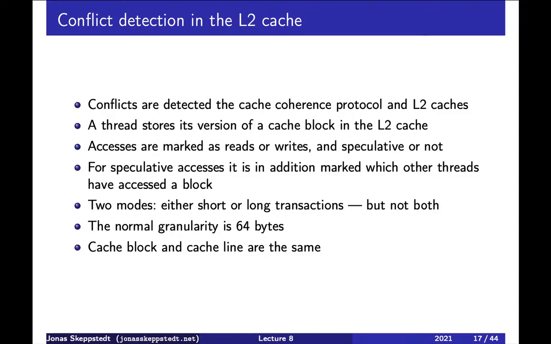One option is to have short running transactions. It's not that the transaction will stop after a while, but they can be selected and the machine behavior is optimized for transactions that are short. And the other option is to set machine parameters that optimize for long-running transactions. Short and long means the number of memory accesses. And the granularity of detecting conflicts is a cache block, and for this machine 64 bytes.